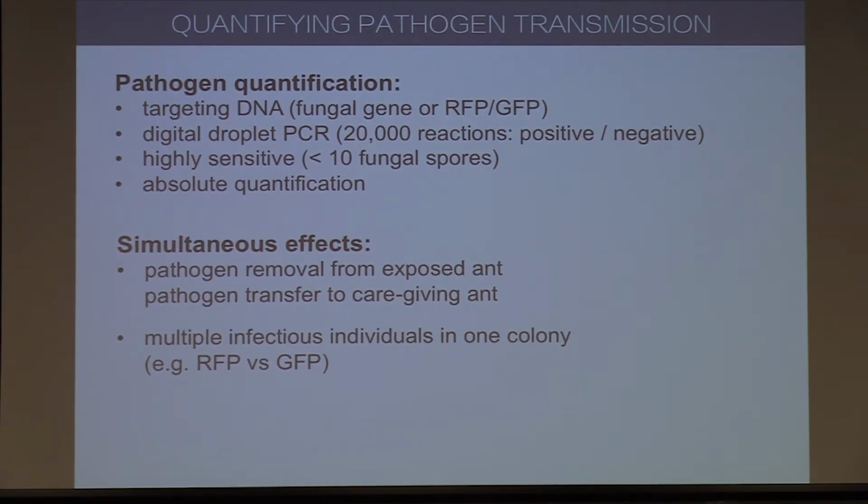And what we have developed now is the method to target the same fungal strain labeled in RFP and GFP, and we target the RFP versus the GFP with our PCR. So we can also have 2 individuals exposed in the colony, also with different amounts of spores, if we like, or of different roles in the network, and measure simultaneously the pathogen spread from these 2 individuals.